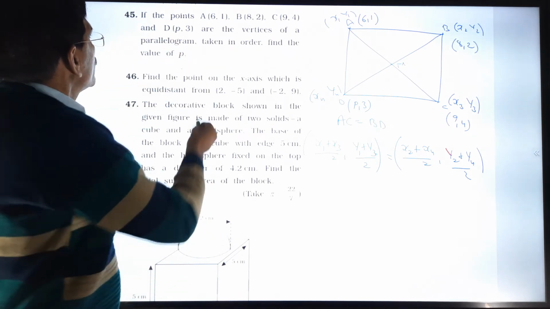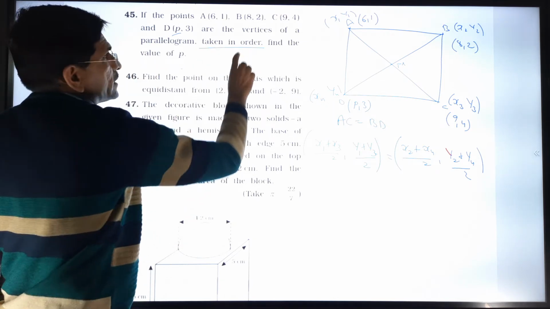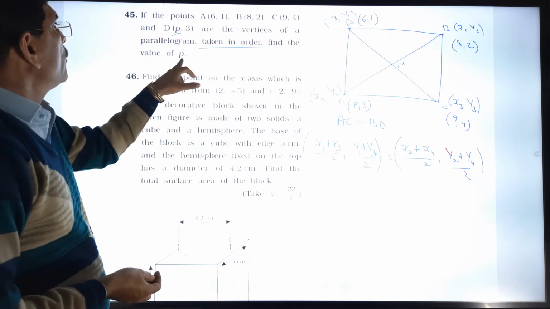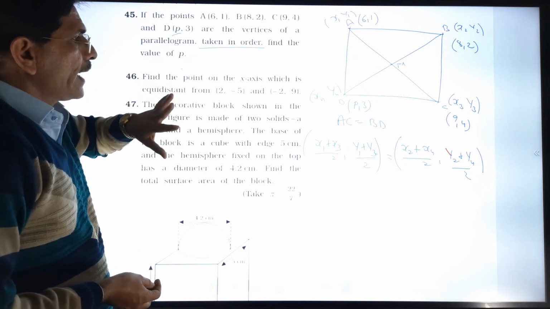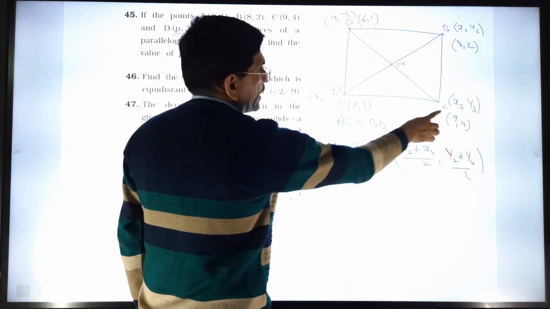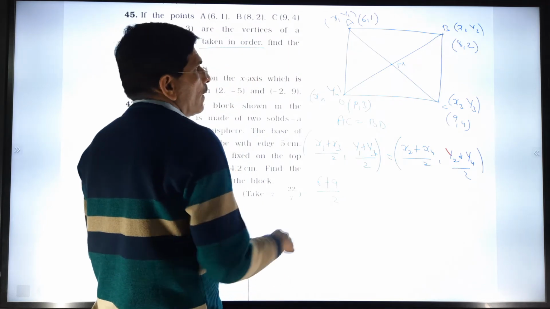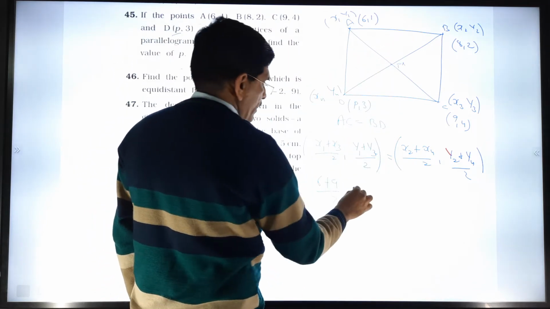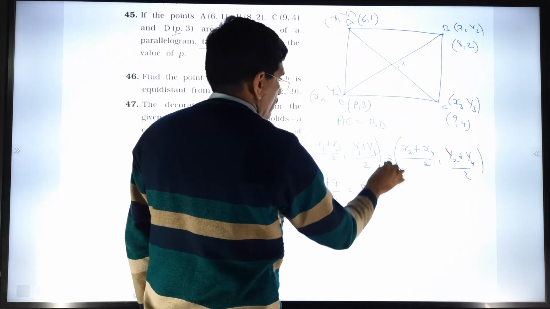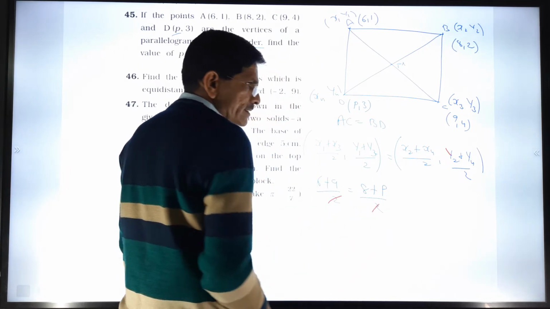So what we have to find is the value of only P. Again, they are in order, otherwise we could get two values. But when they are in order, we only have to compare the x. So x1, that is 6, plus x3, that is 9, divided by 2. Now x2, that is 8, plus x4, that is p, divided by 2. These two we can easily cancel.